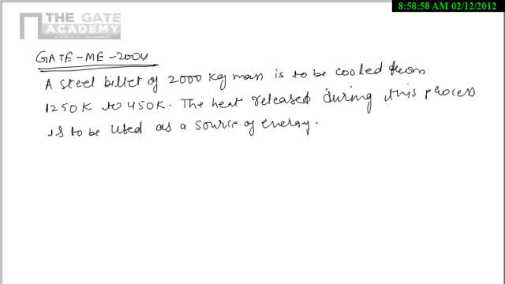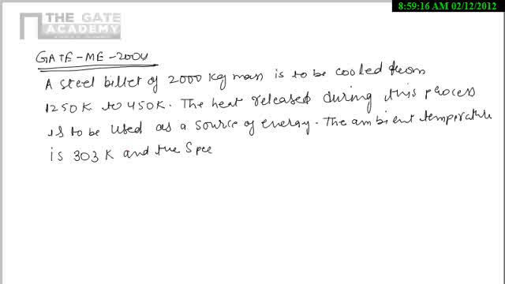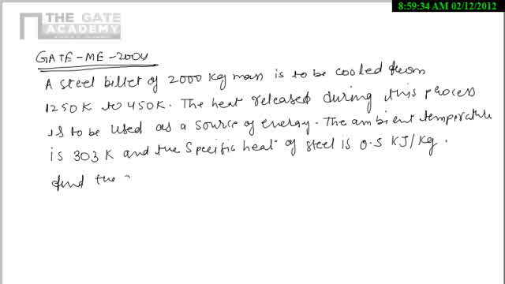The ambient temperature is 303 Kelvin, and the specific heat of steel is 0.5 kilojoule per kg. Find the available energy of this fillet.